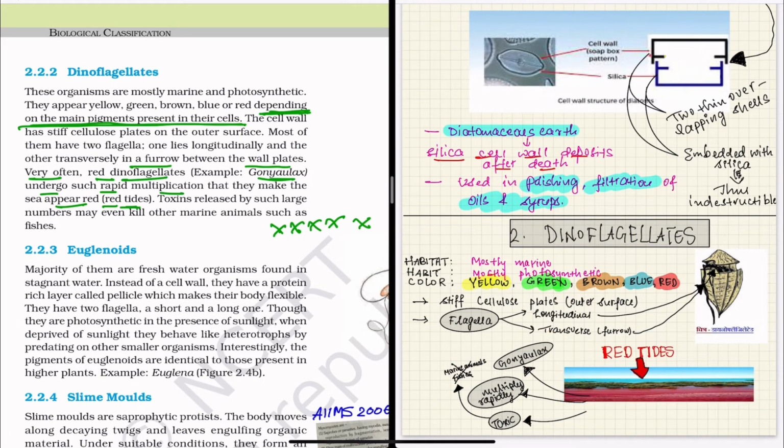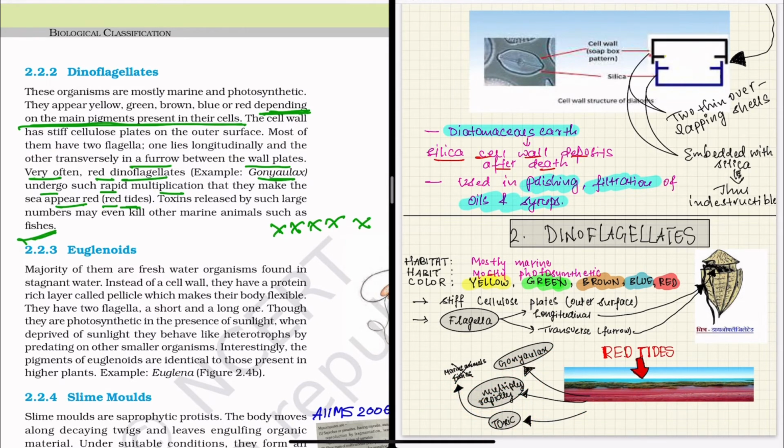This red tide is quite harmful for marine life, and it is quite toxic for fishes. They multiply rapidly. Gonyaulax causes it. Gonyaulax is a type of dinoflagellate, and they come under red dinoflagellates that are quite harmful for marine animals such as fishes. They multiply rapidly, and they release toxins which make the waters poisonous, and this toxic thing then kills marine animals such as fishes.